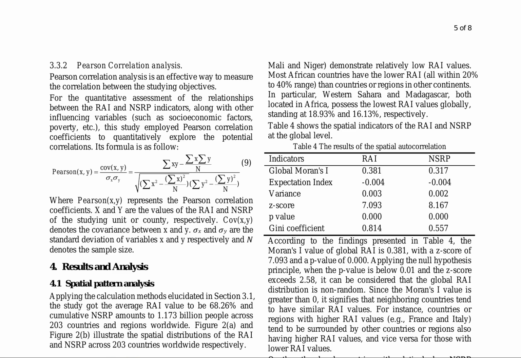The Pearson correlation analysis was utilized to quantify the relationship between the Rural Access Index, RAI, and the Not Served Rural Population, NSRP, indicators, along with other influencing variables.